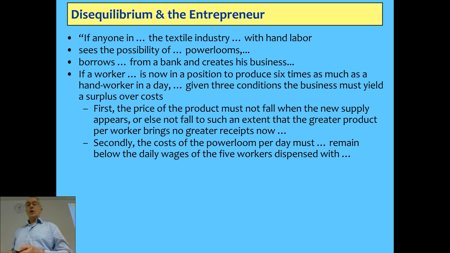So that's the first condition. Secondly, the cost of the power loom must be below the cost of the five workers you've replaced. Again, you can think of the same thing in the example of the rocket. The rocket has to be much cheaper than the 747s and A380s we currently use for the same process. And you think about what's involved. What's the difference between flying a plane from one place to another and flying a rocket from one place to another?